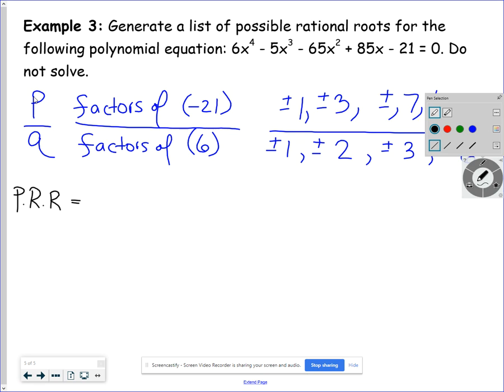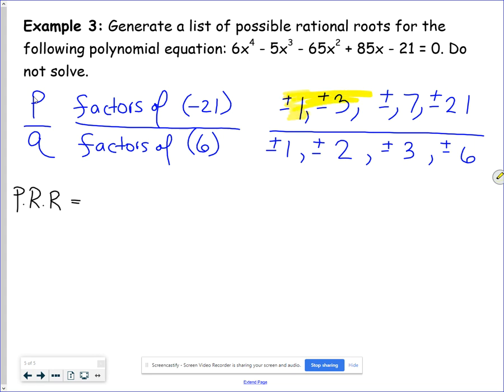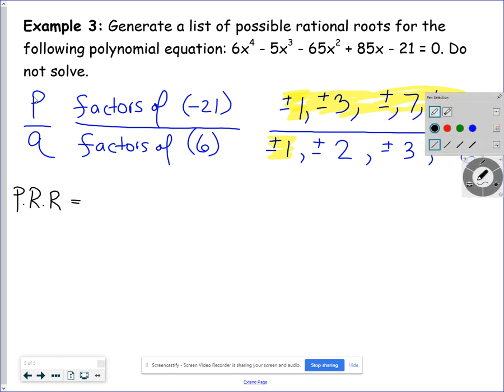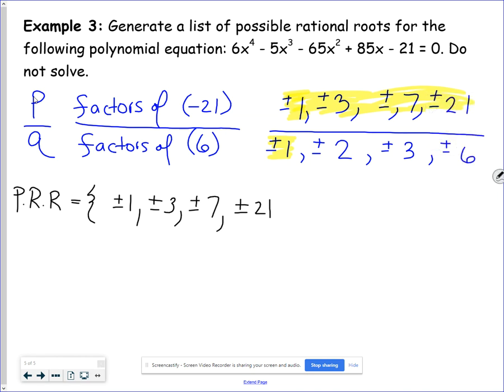So here's what we're going to do. We're going to take our first number on top, which is 1. All right? Actually, let's just take all these numbers on top. 1, 3, 7, and 21. Let's take all of those numbers and put them over our first number in the denominator. So if we put 1 over 1, that reduces down to 1. 3 over 1 is 3. 7 over 1 is 7. 21 over 1 is 21. So if I take each of my numbers in my numerator and put them over 1, I end up with positive and negative 1, positive negative 3, positive negative 7, positive negative 21.